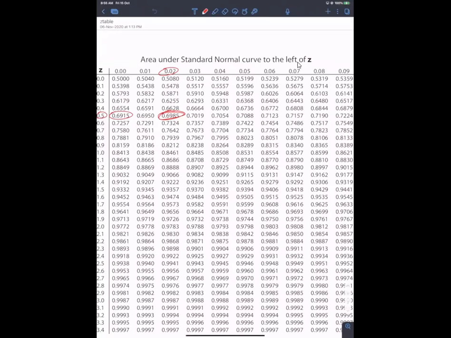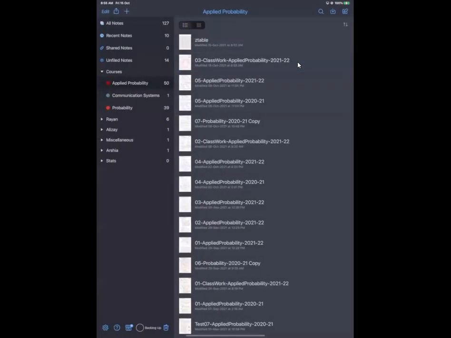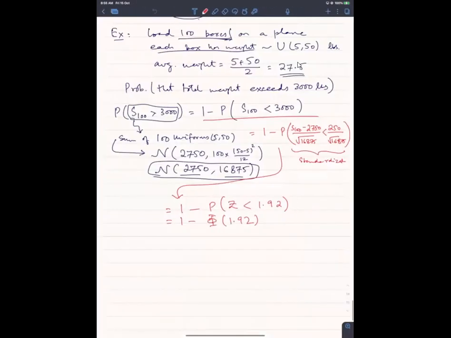So we were interested in finding 1.92. So this is 1.9, and this is 1.90. This is 1.91, and this is 1.92. This is our guy, 0.9726. So this would be 1 minus 0.9726, which is 0.0274.